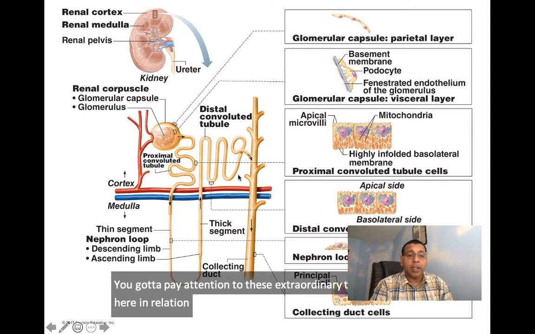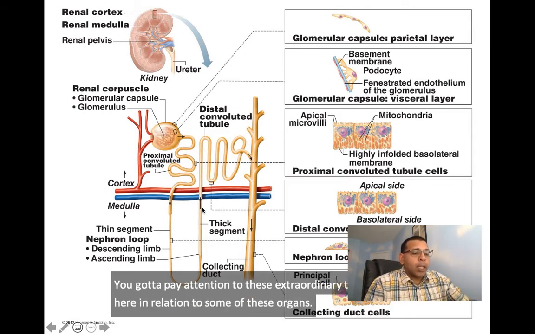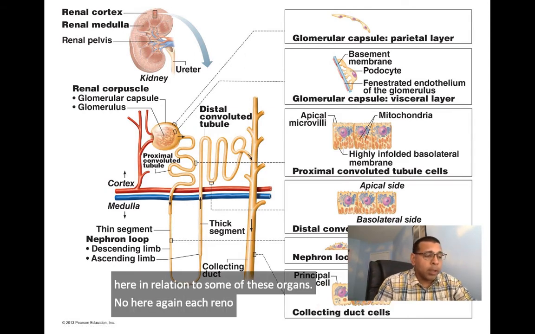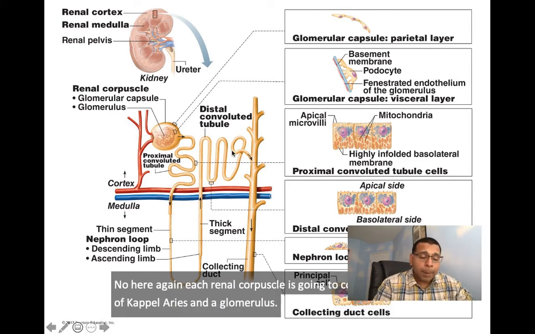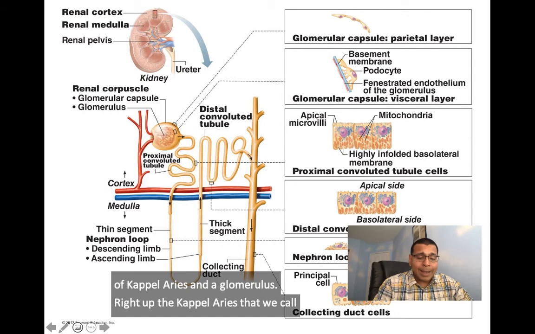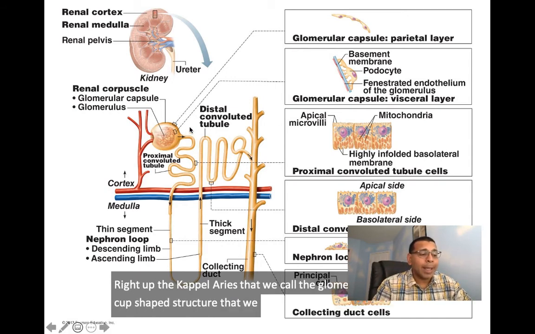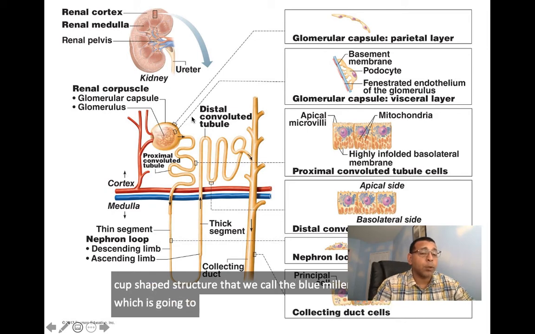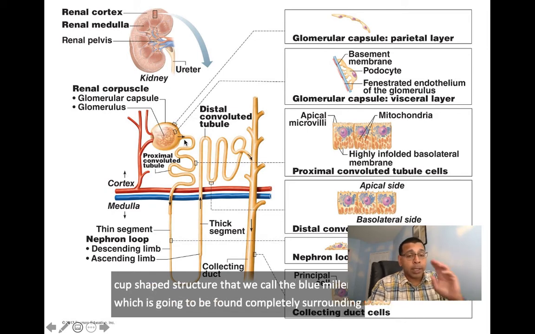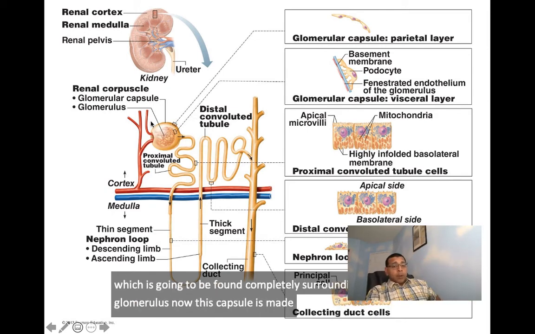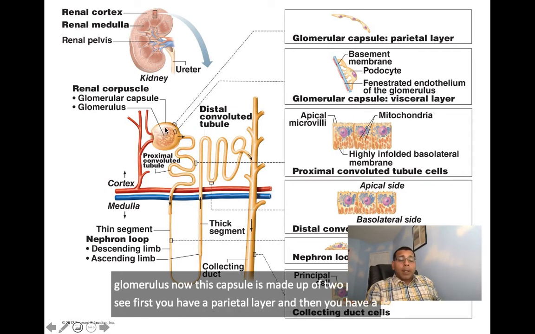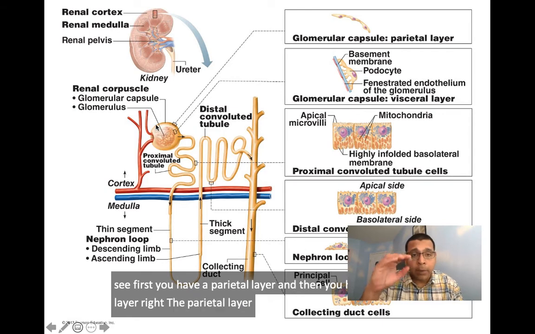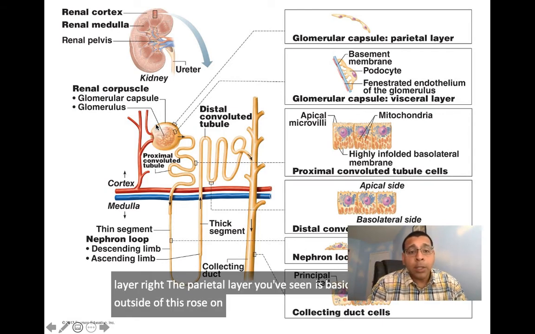Now, here again, each renal corpuscle is going to consist of a tuft of capillaries that we call a glomerulus, and a cup-shaped structure that we call the glomerular capsule, which is found completely surrounding the glomerulus. Now, this capsule is made up of two parts, you can see. First, you have a parietal layer, and then you have a visceral layer. The parietal layer you've seen is basically the outside. The visceral is on the organ itself. So you have the same thing here.